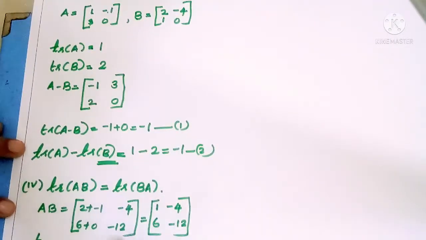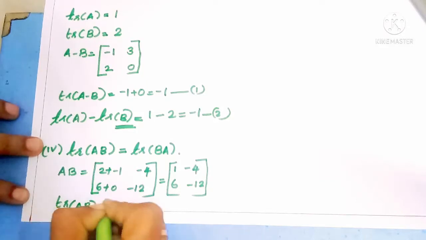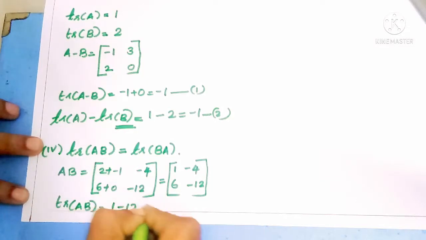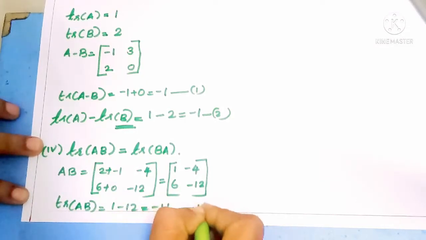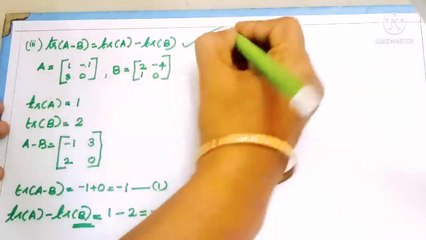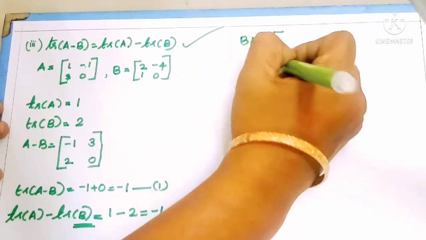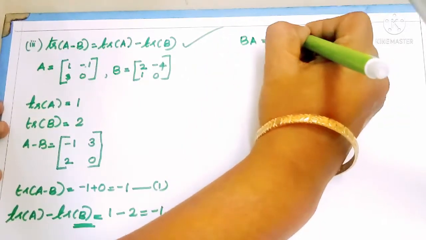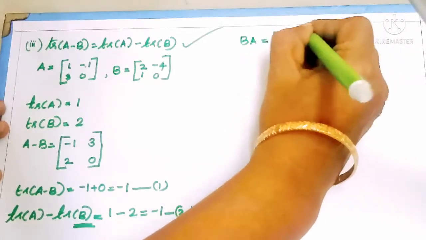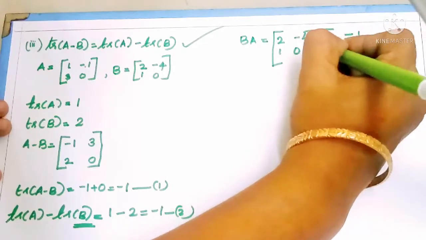Then what is trace of AB? It should be equal to 1 minus 12. It should be equal to minus 11. Question number 1. Then we need to find out BA. First write B: [2, -4; 1, 0]. Then write A: [1, -1; 3, 0].